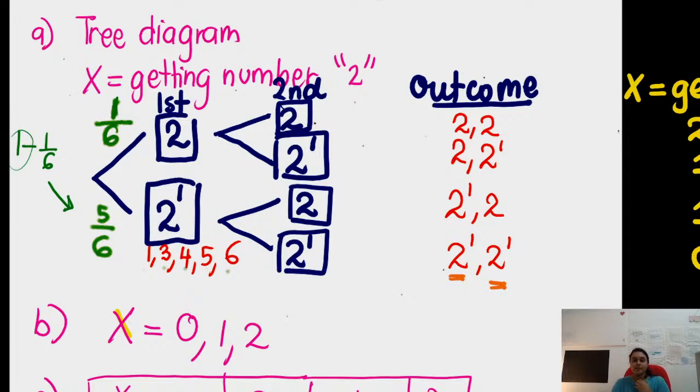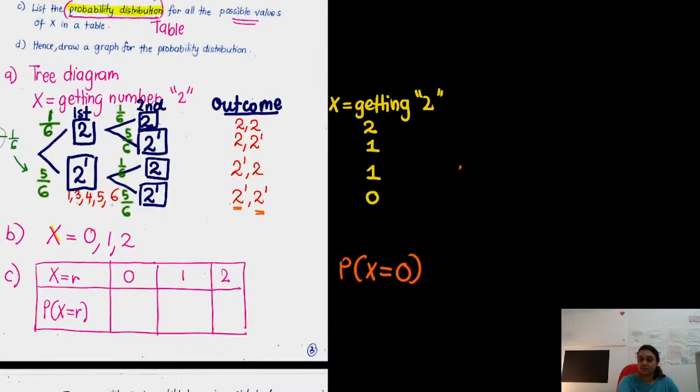Alright. Next one. Here to get the number 2 also is 1 over 6. This one to not get the number 2, 5 over 6. Okay, this one 1 over 6. This one 5 over 6. Okay, so this one you just write and keep the probability there, because now we're going to do the calculation. Okay, the first one.